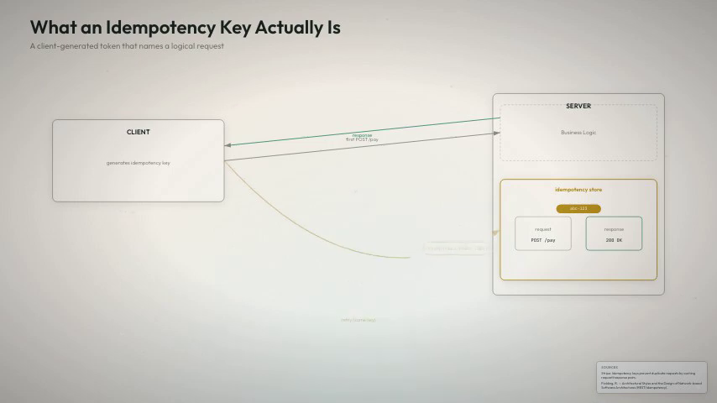Now a retry arrives carrying the exact same key. The server does not rerun charge logic. It does not decrement inventory twice. It does not create a second order row. It routes the retry into the idempotency store and returns the cached response immediately. That is the mechanism. Same key, same observable outcome. A double tap produces one charge, one shipment, one ledger entry.